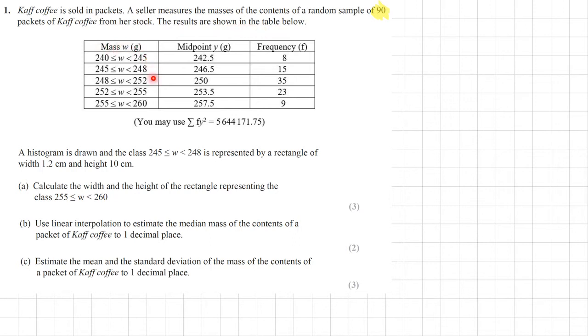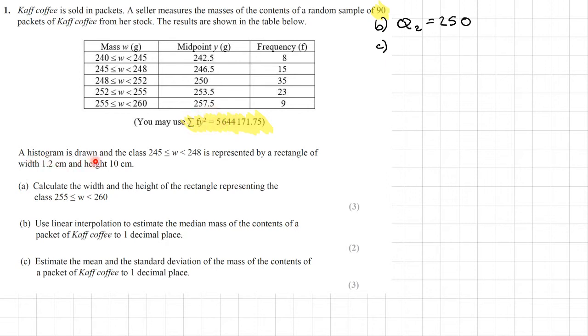So we've got grouped masses here, we've got the midpoint of each mass in this column, and we've got the frequency in the last column. Then it says you may assume that the sum of fy squared is 5,644,171.5. This is what we call a summary statistic. This is where the summary of a calculation is given, and it will normally save us some time.